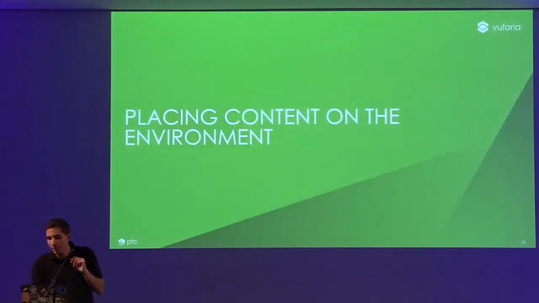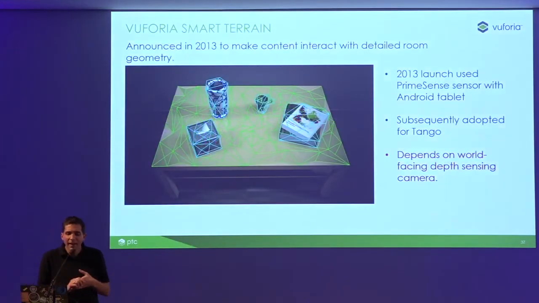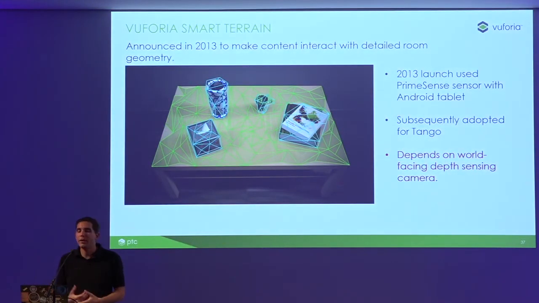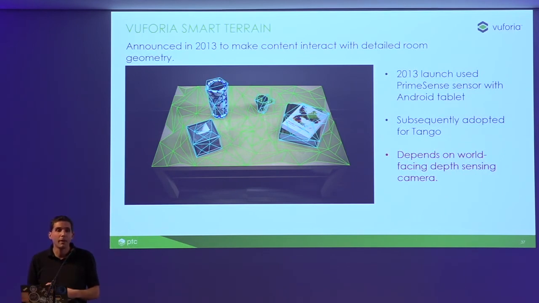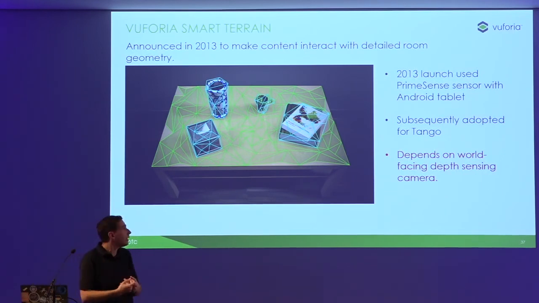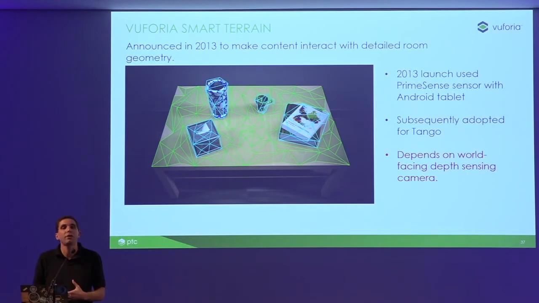All right, so now that we've talked about objects, we're going to talk about environments. We're going to talk about putting your content into environments. Now, back in 2013, Vuforia came up with this technology called Smart Terrain. And part of that, we used depth sensing technology to get all this sort of rich detail, all of this really great geometry. And with all that data, we could do really interesting things, right? We could detect all sorts of things. We could have all sorts of interactivity.